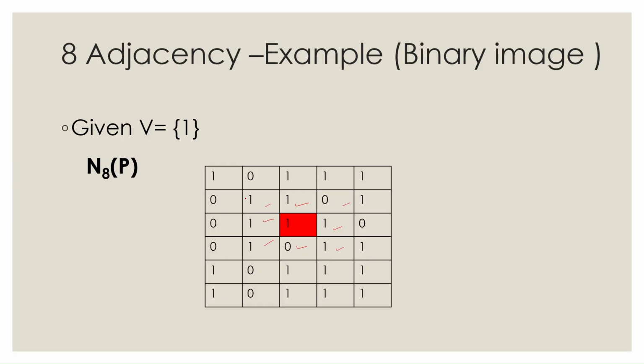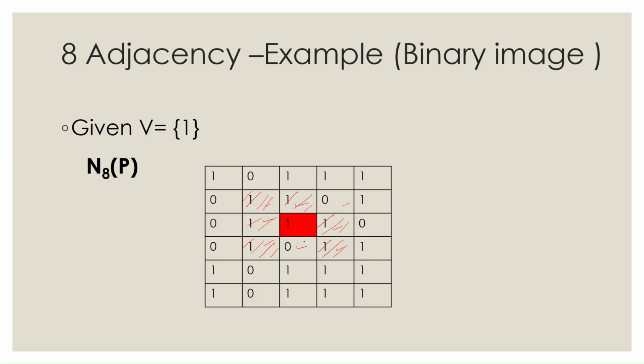Now we have to check each and every intensity value. So now let's take this first pixel. This pixel 1 is present in the set V. So we can take this for the adjacency. Now let us consider the next pixel. So this can also be considered for the adjacency. And this also can be considered for the adjacency. Similarly, this can also be considered for the adjacency.